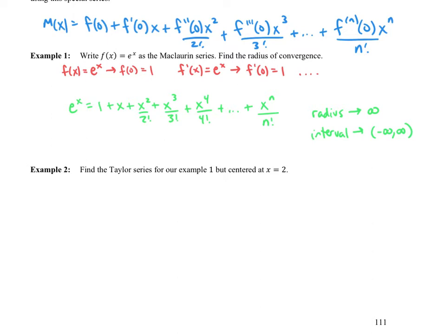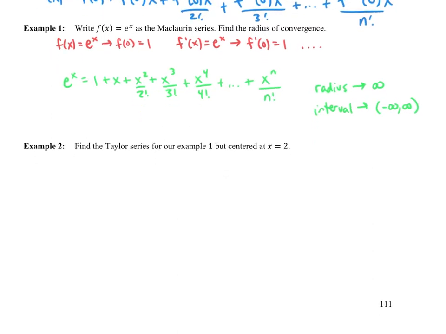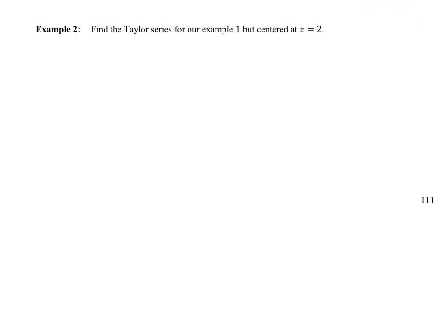Now let's say we want to come up with the Taylor series for e to the x, but centered at 2. So that means that, again, our function is e to the x. That means that evaluated at 2 would be e squared.